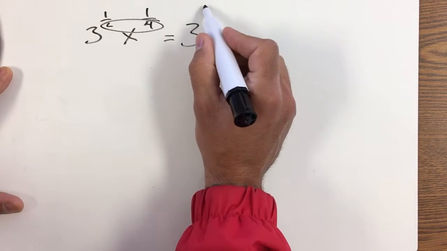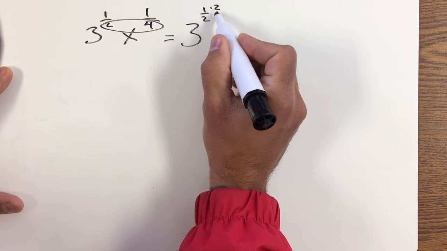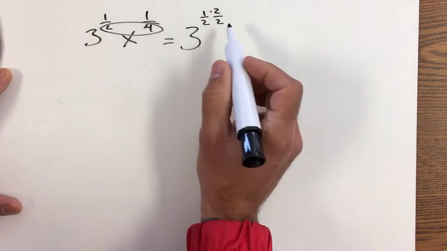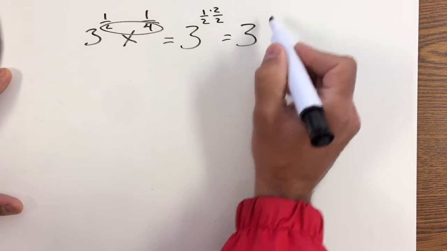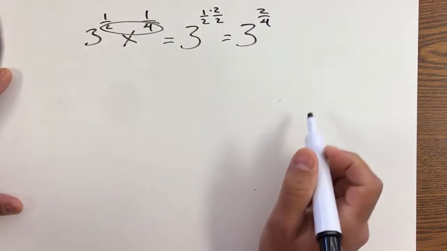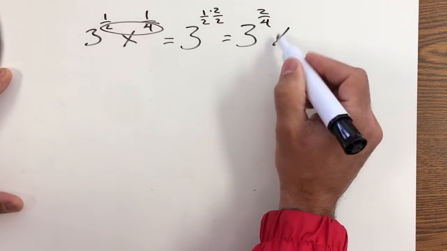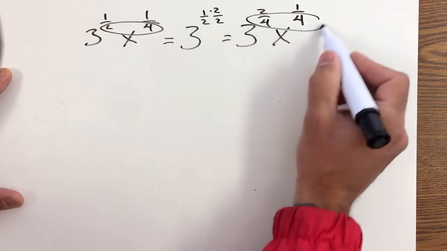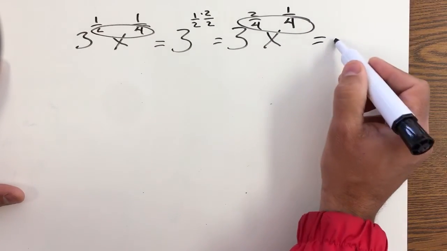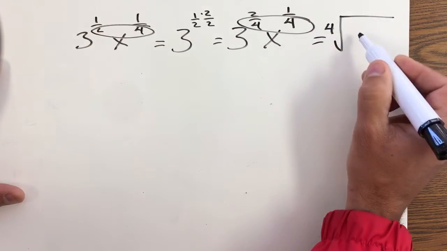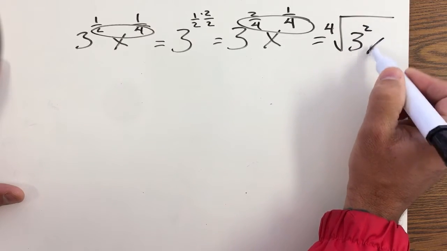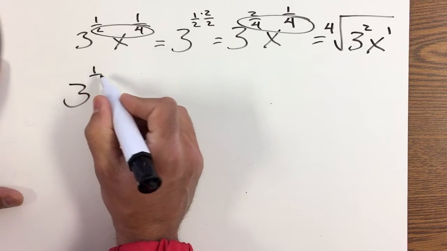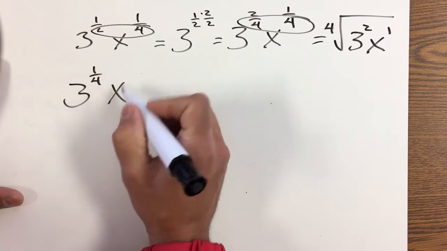So I'm going to change this into 3 to the 1/2 times 2 over 2, because this will give me 3 to the 2/4, which is still 1/2. The x I didn't have to change, so it's going to stay as 1/4. So now that they have the same denominator, that's going to be my index, and it's going to be 3 to the 2, x to the 1. So when we're doing these, we have to look for a common denominator.